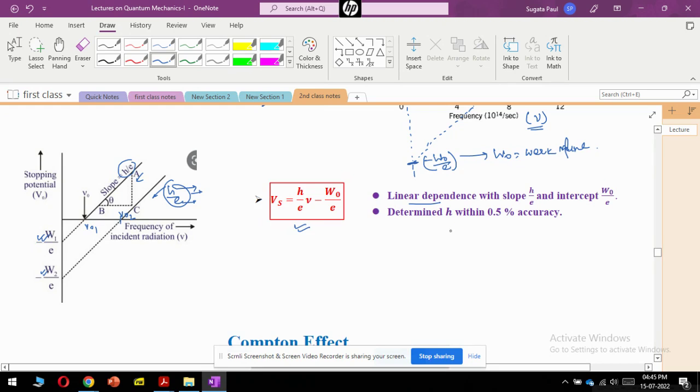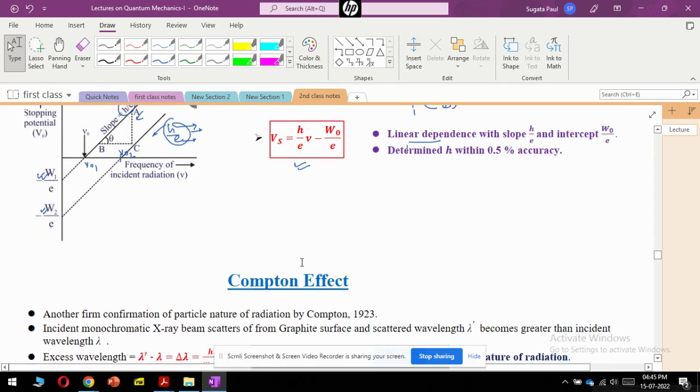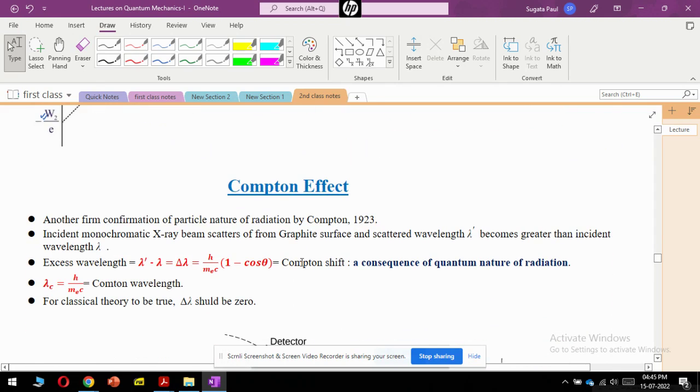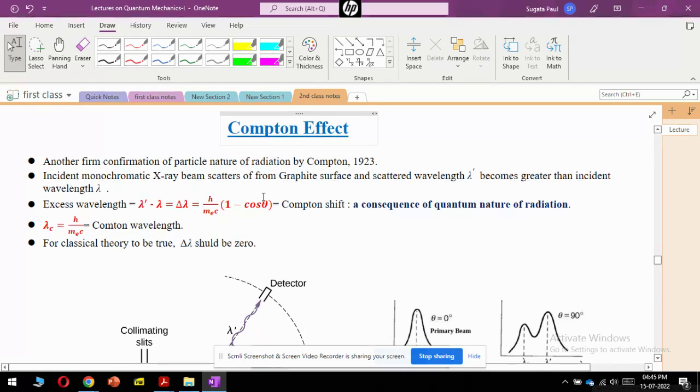This is the linear dependence, and as I said, he was able to determine h with greater accuracy. Now this is what concludes the photoelectric effect. Now we'll just briefly discuss the Compton effect, and we'll see how this also supports, as I say, the particle nature of the radiation. Okay, so this was another confirmation of the particle nature of radiation given by Compton in the year 1923.